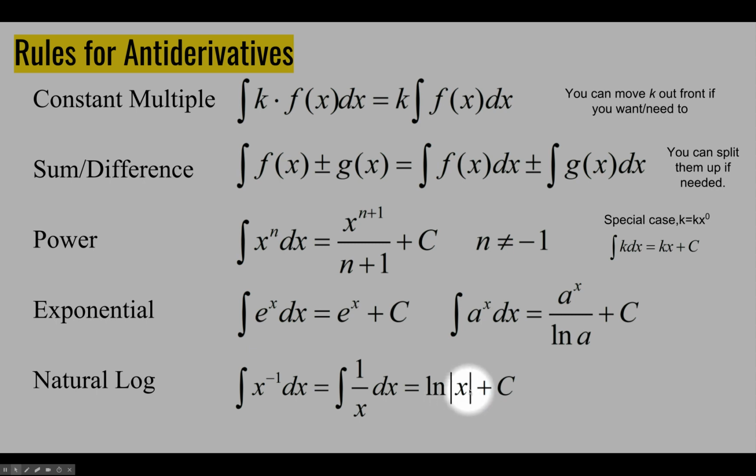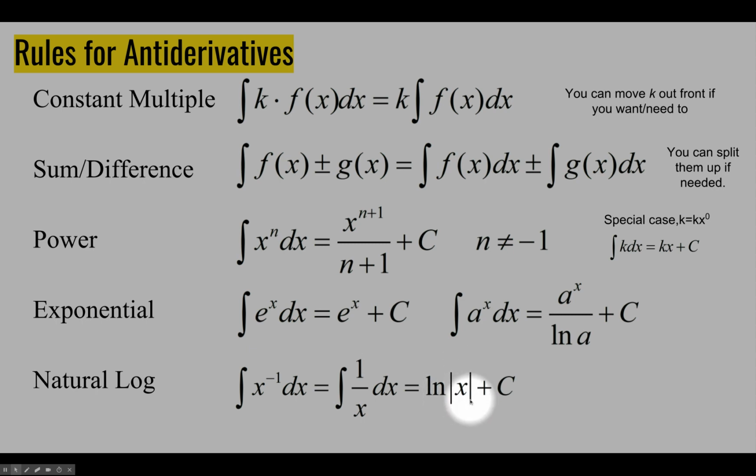Now, a couple things to notice here. One, remember when we took the derivative of the natural log of x, it was 1 over x. So there's the antiderivative part, right? We're going in the opposite direction. The derivative of natural log was 1 over x. Therefore, when we go in this direction, the integral of 1 over x is the opposite, the natural log of x.